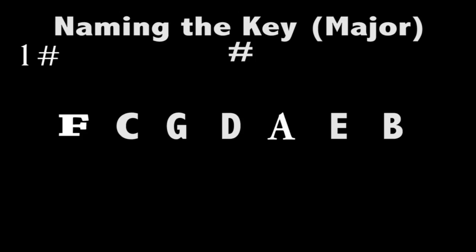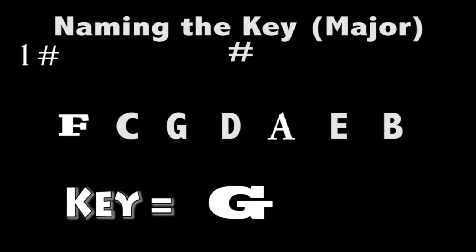Let's do the single sharp idea. If we have 1 sharp, we know that that sharp is F sharp. If we go to the furthest sharp, it's still F sharp because there's only 1. Remember, we don't jump backwards. So all we have to do is take F sharp and raise it 1 half step. If we raise F sharp 1 half step, it becomes G. G is the name of the key. G has 1 sharp.